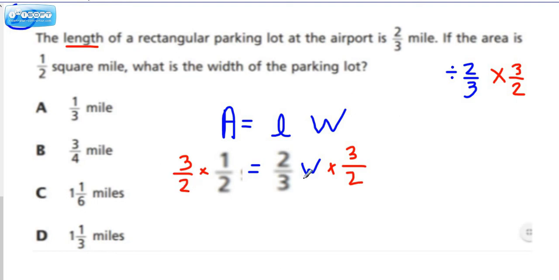All right, now when you ask yourself what happens with all this, if you reduce that ahead of time, divide by 2 and get 1, divide by 3 and get 1, you're supposed to know that anytime you multiply any value by its reciprocal, it equals 1. 1 times W is W. So we'll just bring the W down.